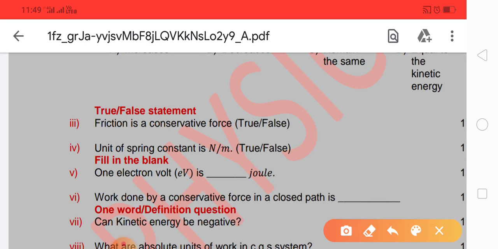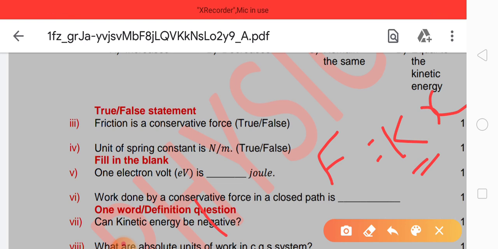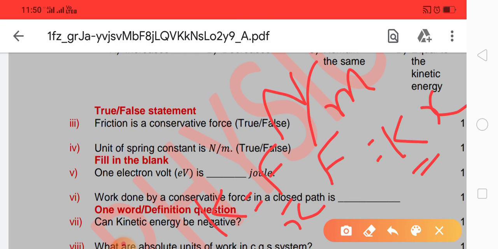Unit of spring constant. Now what is spring constant? We have learned that F is equal to kx. Here k is the spring constant. It means k comes out to be equal to F over x. What is the unit of F? Newton. What is the unit for x? Meter. The unit of spring constant k is Newton per meter. So this statement is true.